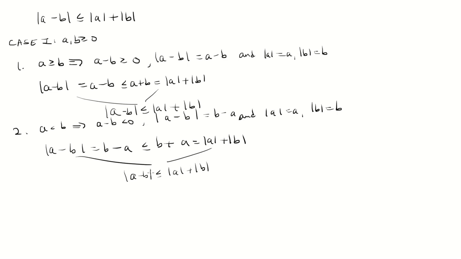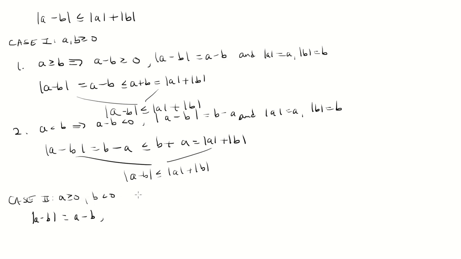Now let's look at the second case. a is greater than or equal to 0 and b is less than 0. So in this case, a is non-negative and b is negative. So here, the absolute value of a minus b is going to be the same thing as a minus b, because a minus b is greater than 0.